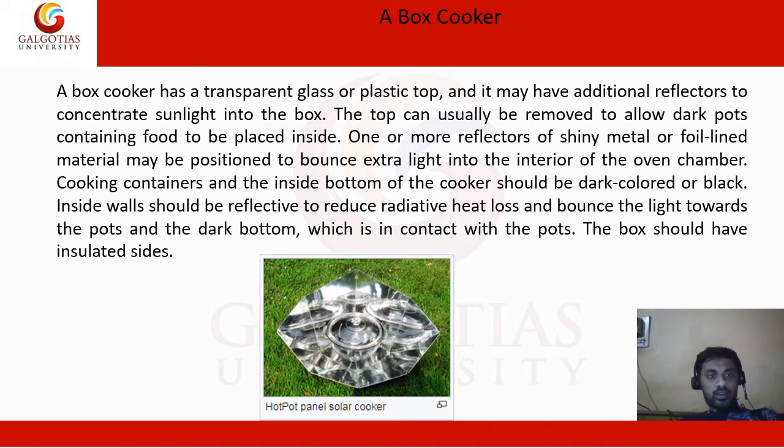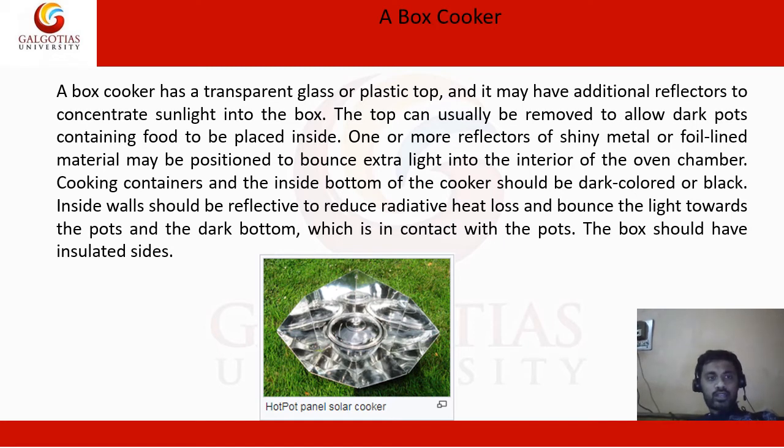So next is the box and the panel designs, in which the first one is the box cooker. So a box cooker has a transparent glass or a plastic top, and it also has additional reflectors. So what is the purpose of reflectors? It is to concentrate the sunlight, maximum sunlight into the box. The top can usually be removed to allow the dark pots containing food to be placed inside, and then one or more reflectors will be positioned to bounce the extra light into the interior of the oven.